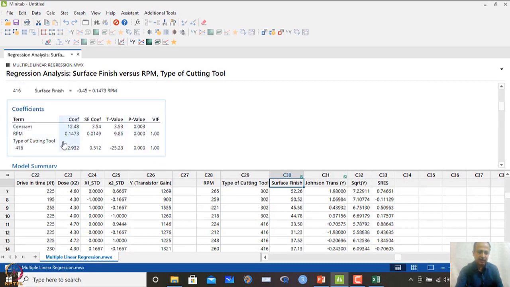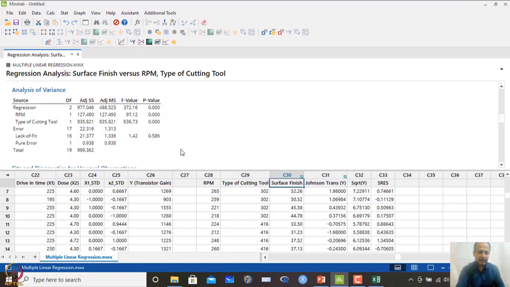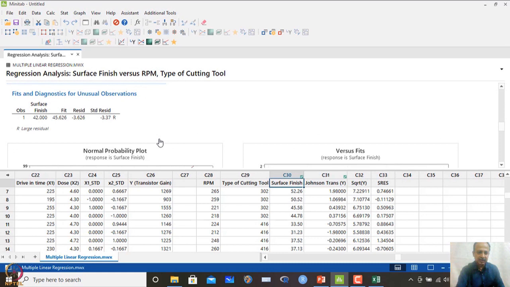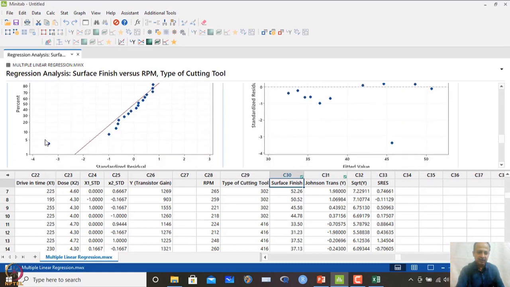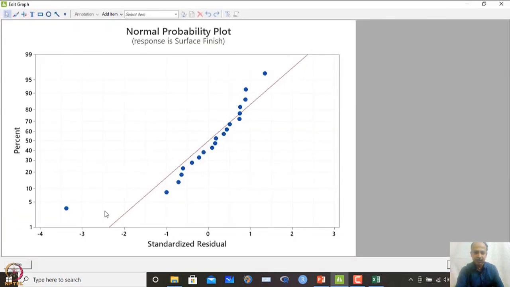So, these two variables, type of cutting tool and also RPM, both are significant over here, and the R square adjusted value is 97.5 and cross validation is 97.02. So, very close. This model seems to be very accurate, and what we are getting is that no lack of fit is observed over here. The only thing is that we have to check whether the normality assumption is violated. So, here what you see is maybe there is a problem with normality over here, one point is over here, some has gone outside like that.